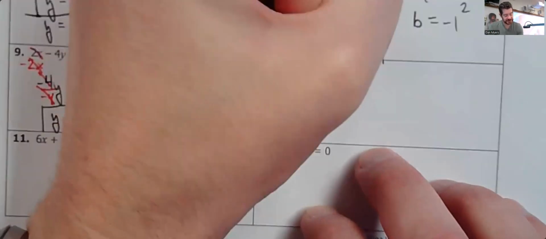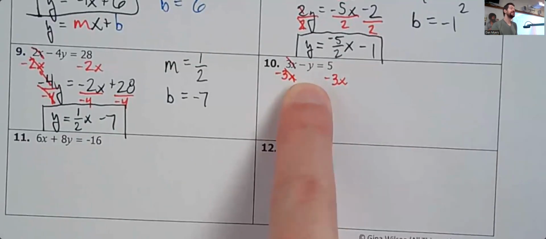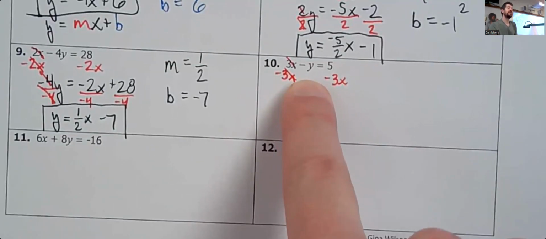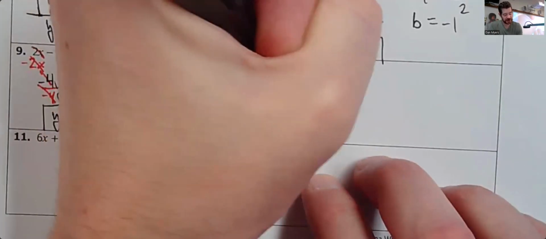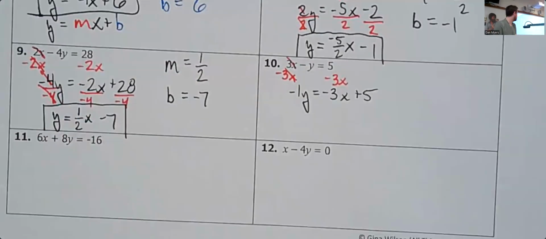-3x minus 3x. This is a negative y. And just as a reminder here, I want everybody listening, please. Just as a reminder on a problem like number 10, a negative y is the same as a -1y, and I'm going to write the 1 there. -1y equals -3x. That was a positive 5, so we're going to write plus 5.